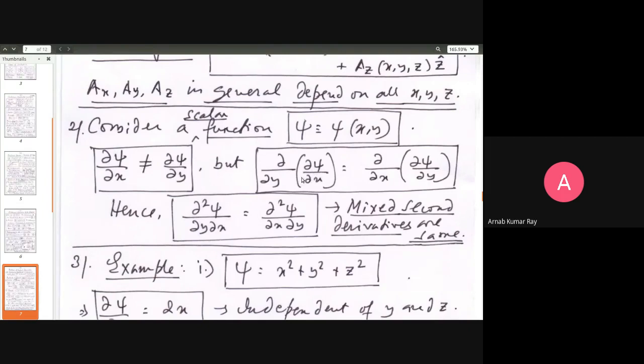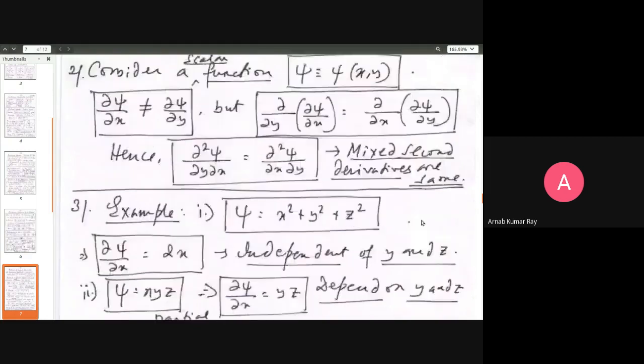And not pure derivatives. For instance, del 2 psi del x squared need not be equal to del 2 psi del y squared. But if you are mixing the derivatives, first with respect to x, then with respect to y, or first with respect to y, then with respect to x, then they are going to be equal to each other. Del 2 psi del y del x is equal to del 2 psi del x del y. Mixed second derivatives are the same.